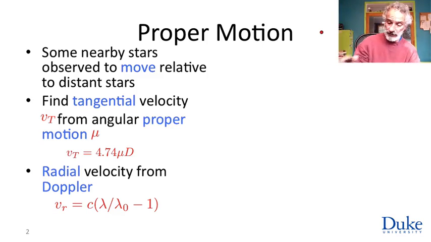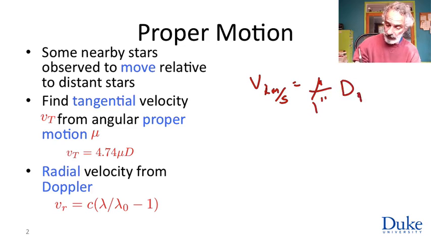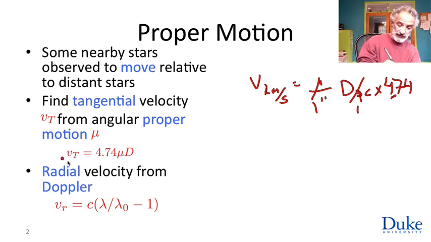And so in kilometers per second, one finds that v in kilometers per second is basically given by mu divided by 1 arc second times D in parsecs times a collection of conversion factors converting parsecs to kilometers and years to seconds, and the net result is that the conversion factor, you can do the algebra, is 4.74. So that's the meaning of this rather dimensionally confusing expression that we have here. This is how we measure a star's transverse velocity.